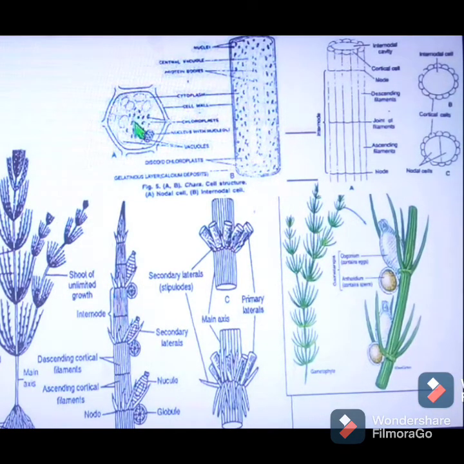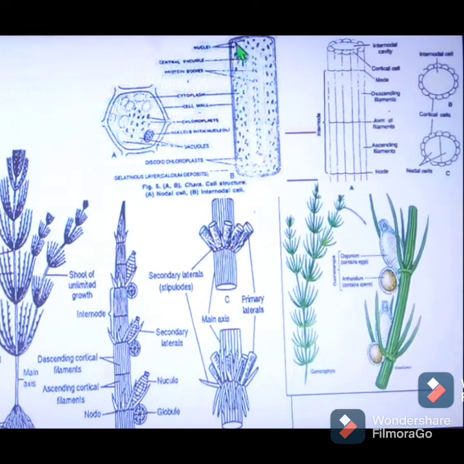These chloroplasts are present without pyrenoids. Small vacuoles also may be present in the cytoplasm. Whereas the internodal cells, as you can see, are quite long with a large central vacuole, and many nuclei with discoid chloroplasts in the cytoplasm. So the nodal cell is uninucleate, and the internodal cell is multinucleate.